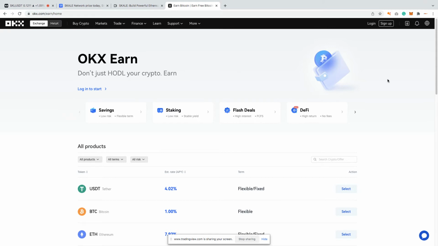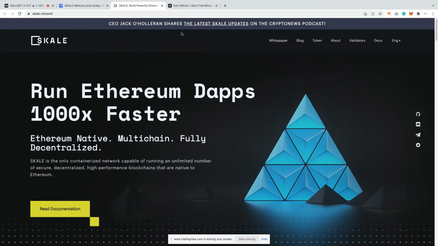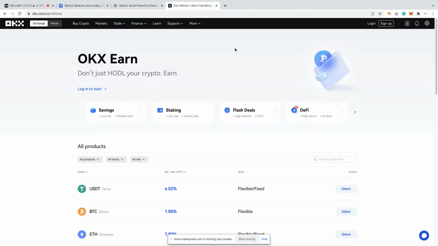So to stake, you go to OKX, right? OKX.com. Please make sure you're on the right platform. And this is no financial advice. When you go to OKX.com, this is the only exchange that has partnered with SKALE for you to be able to stake your SKL. No other exchange, not even Binance, will allow you to stake SKL. So take note of that. This is the only exchange where you can stake your SKL.